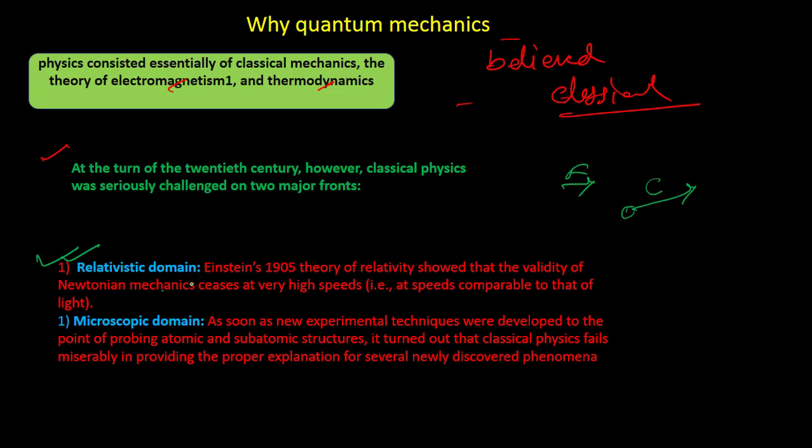Number two is the microscopic domain. As soon as new experimental techniques were developed to the point of probing atomic and subatomic structures, it turned out that classical physics fails miserably in providing the proper explanation of several newly discovered phenomena. This means at first classical physics was very much successful, but in these two cases, the relativistic domain and the microscopic domain, it fails to describe the phenomena, to describe the motion. Classical mechanics, electromagnetism, thermodynamics fail.